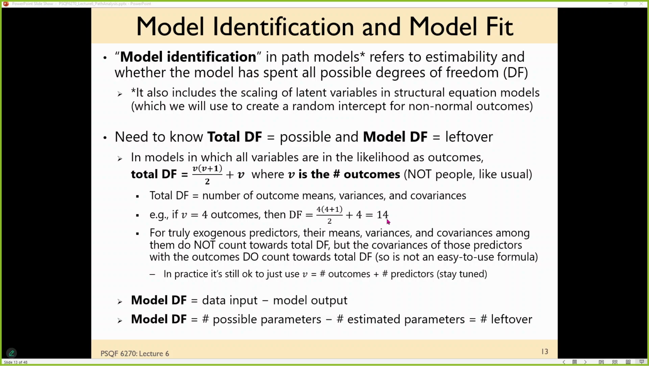What if I have 14 total degrees of freedom and I try to spend 15? What's that called?